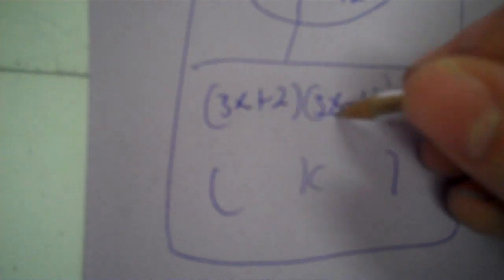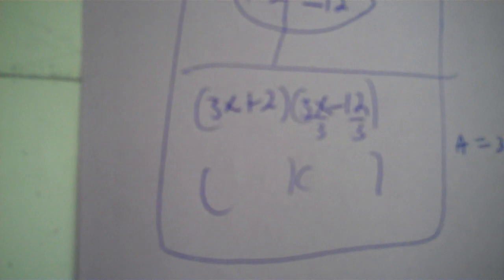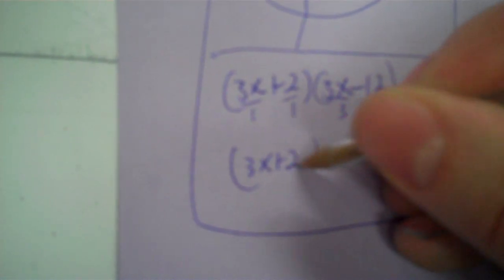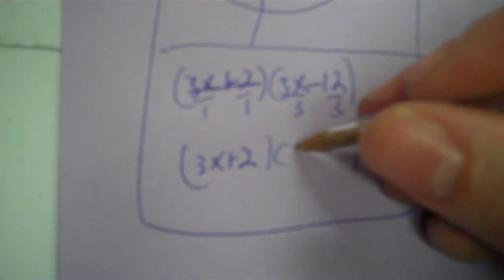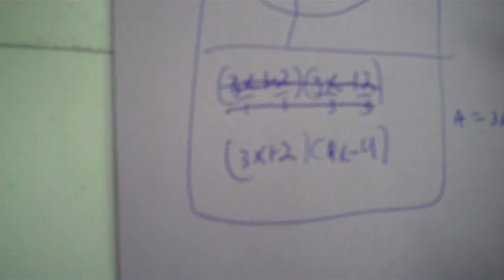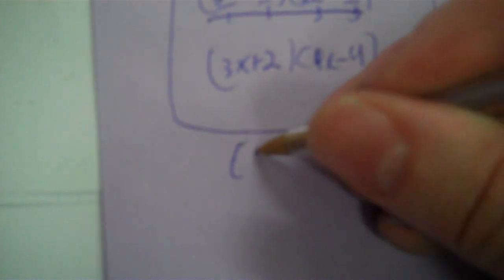But 3 and 12 are both in row 3, okay? So we do this. That would stay the same, okay? But the other one simplifies. That's going to be 1x minus 4. Now you delete all of that, okay? You don't bring anything out. So we have 3x plus 2, and we have x minus 4.